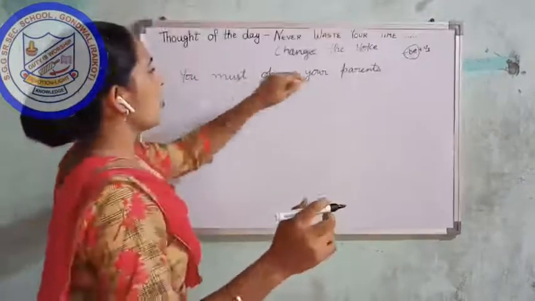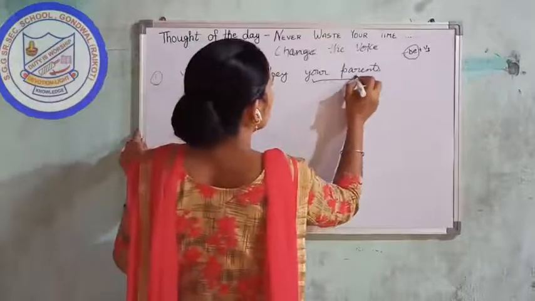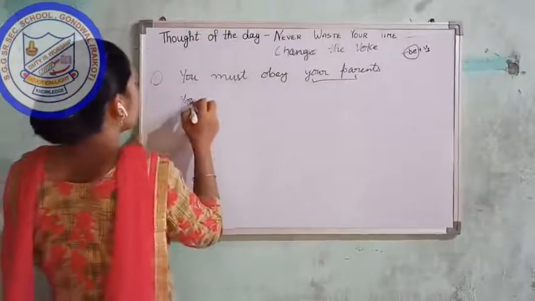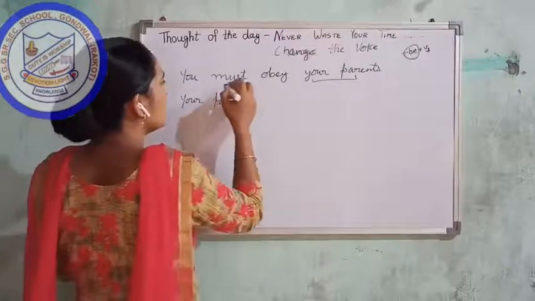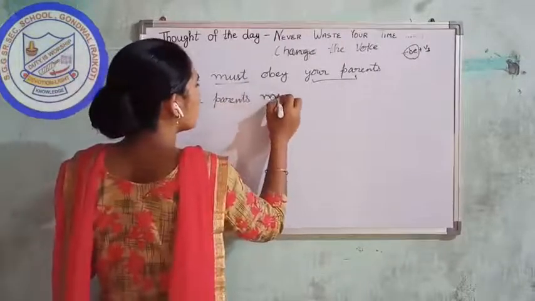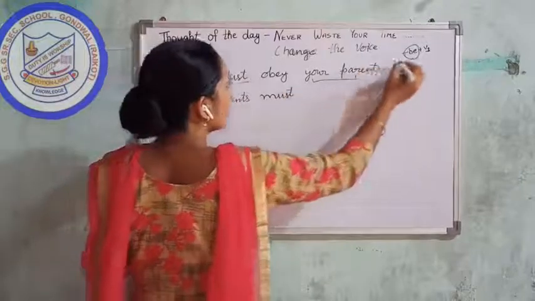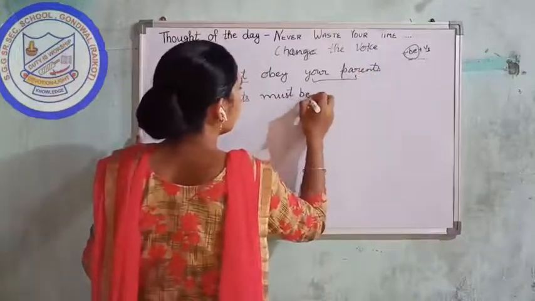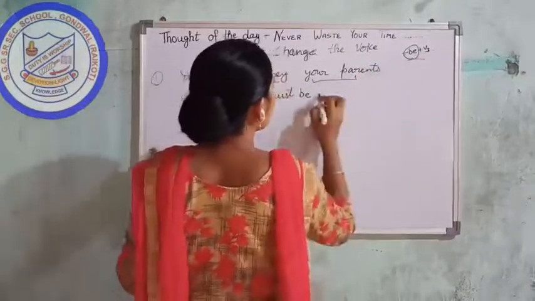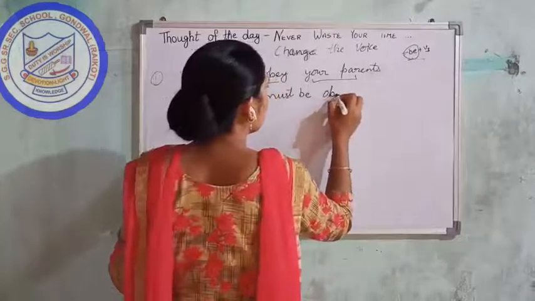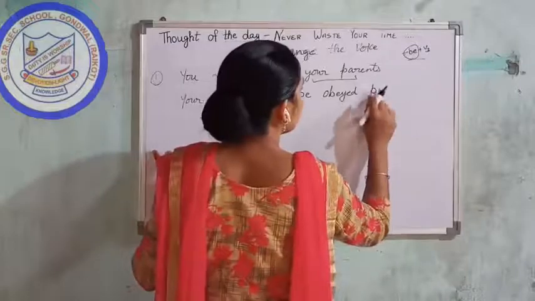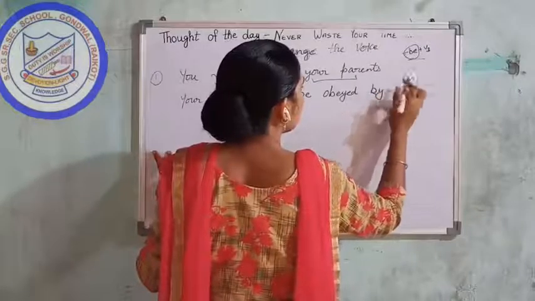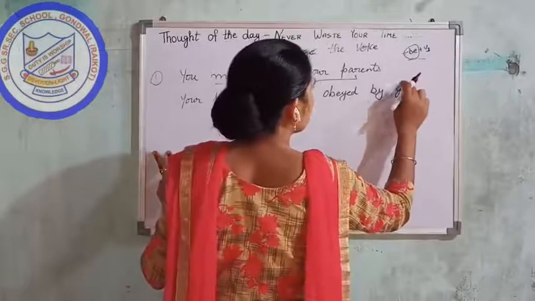You must obey your parents. Here the object is your parents, then the auxiliary verb modal must be, then be verb with the third form, past participle, obeyed. Obeyed by you. Is it clear to you?